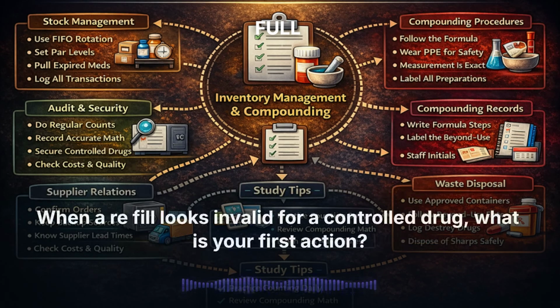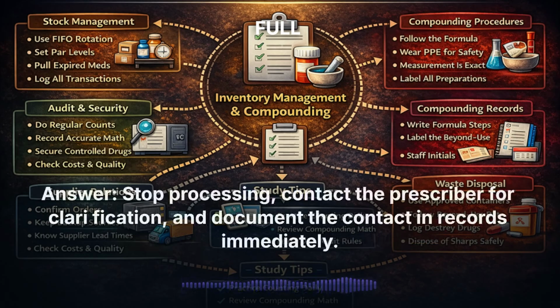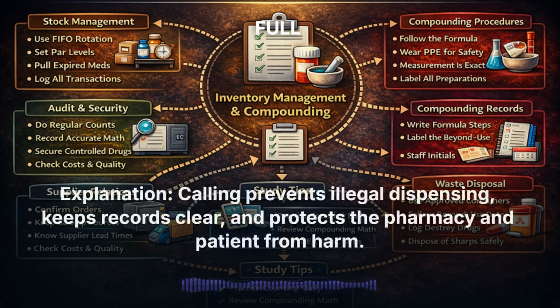5. When a refill looks invalid for a controlled drug, what is your first action? Stop processing, contact the prescriber for clarification, and document the contact in records immediately. Calling prevents illegal dispensing, keeps records clear, and protects the pharmacy and patient from harm.